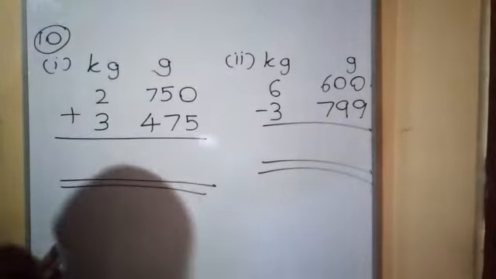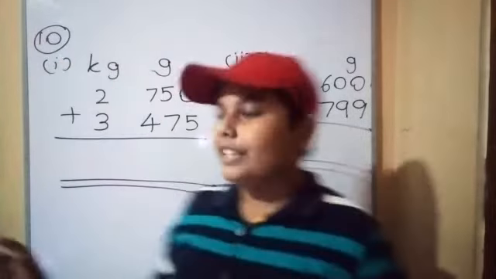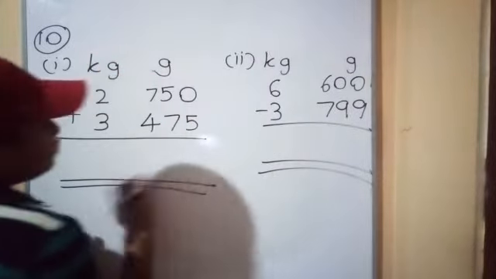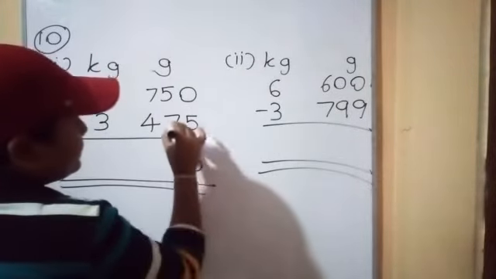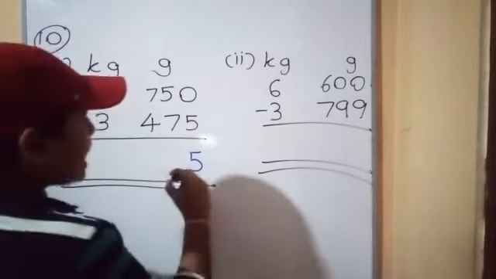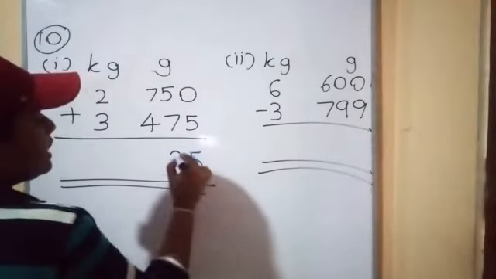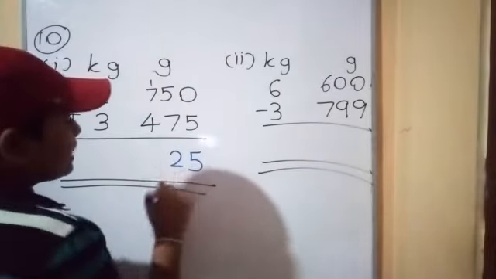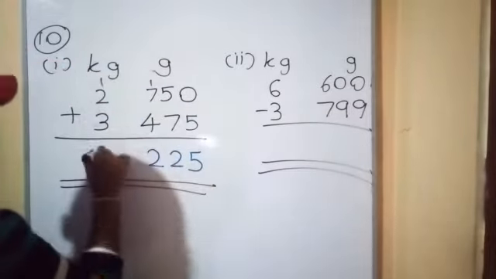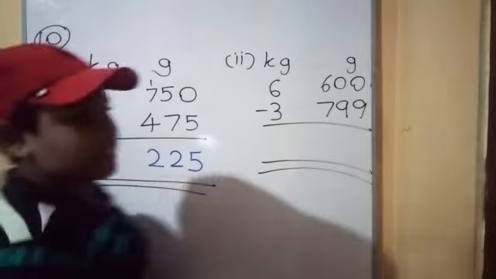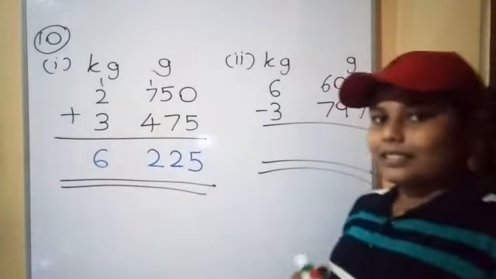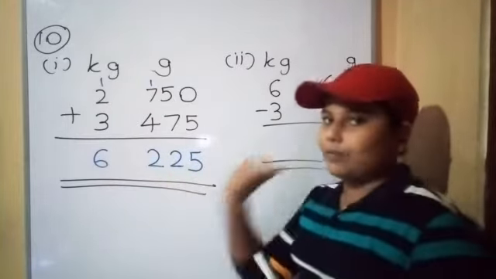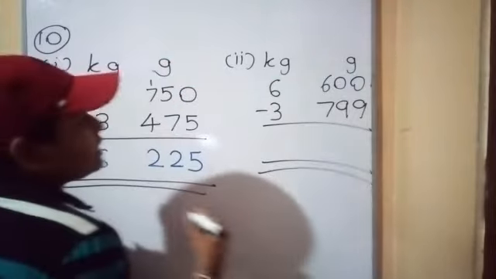Okay, let's add. Firstly, we start from right to left. 5 plus 0 is 5. 7 plus 5 is 12. So you keep the 2 here and the remaining 1 goes to the next place. 7 plus 4 is 11, 11 plus 1 is 12. So 1 goes forward. 3 plus 2 is 5, 5 plus 1 is 6. So 6 kilograms 225 grams.